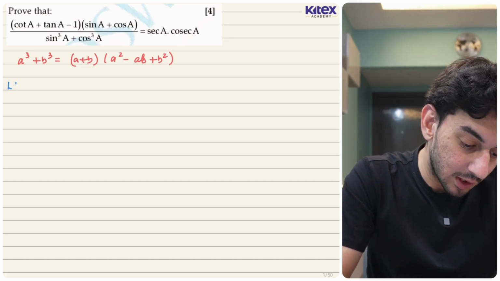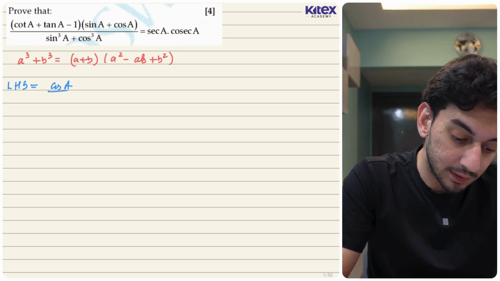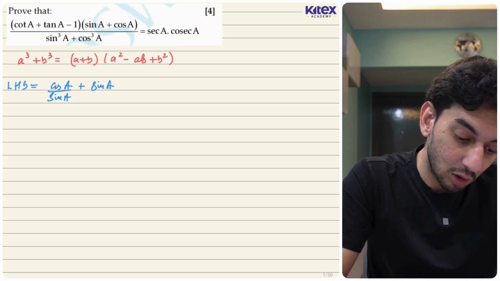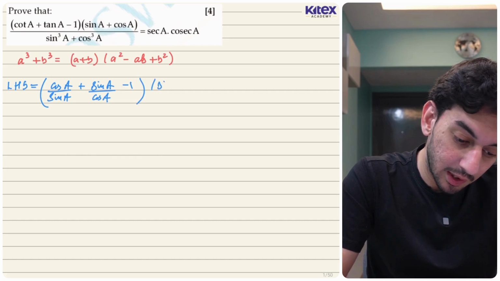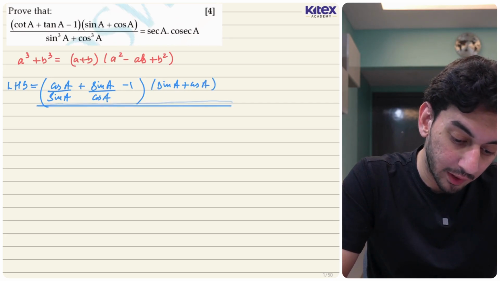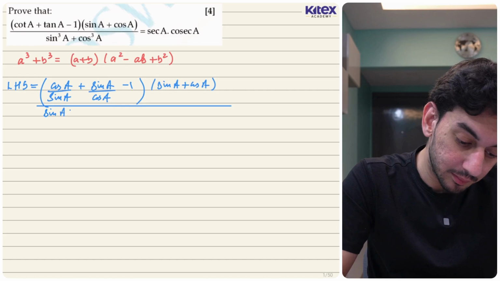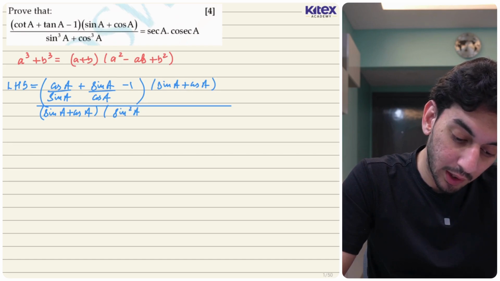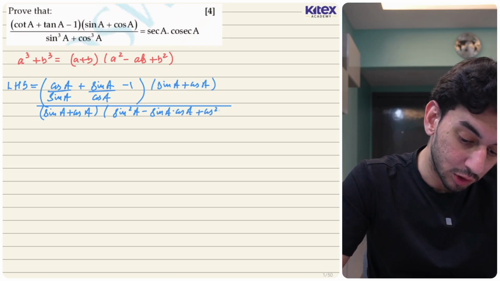So let us start with the LHS. Cot A can be written as cos A over sin A, plus tan A written as sin A over cos A, minus 1, times the entire (sin A + cos A). I will divide all of that by sin³ plus cos³, which is (sin A + cos A) times (sin²A − sin A cos A + cos²A).